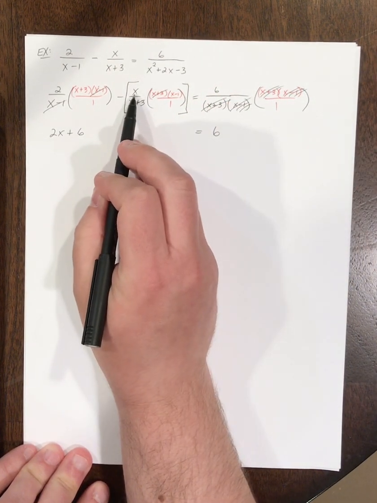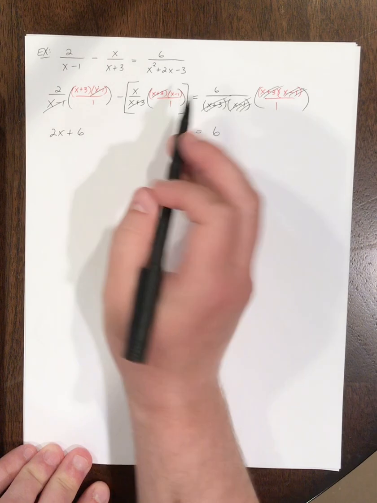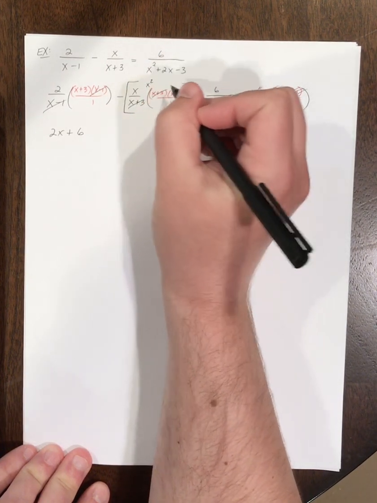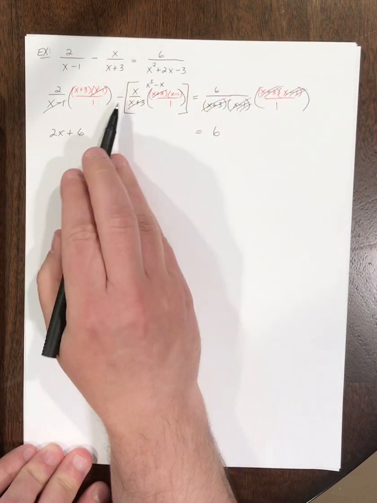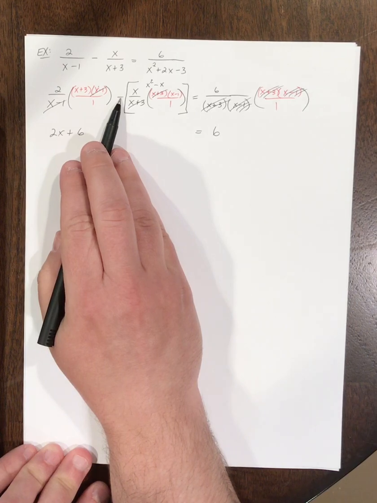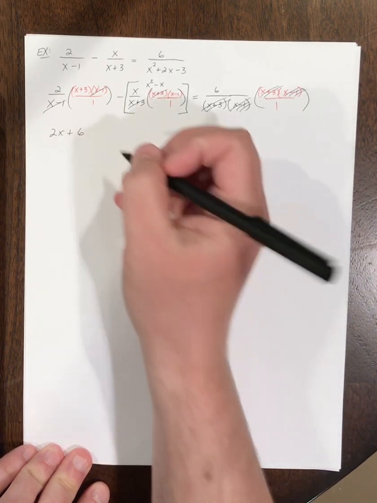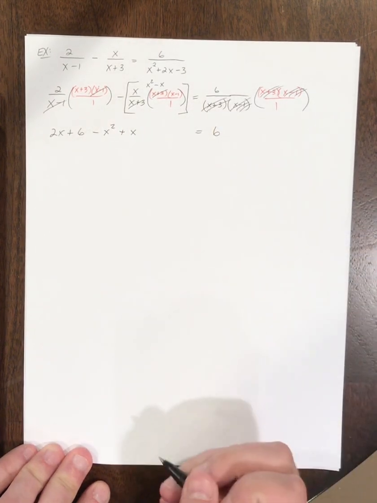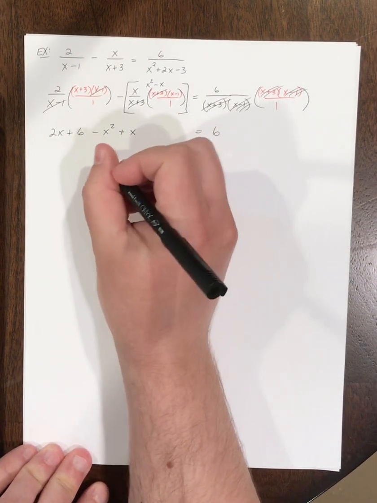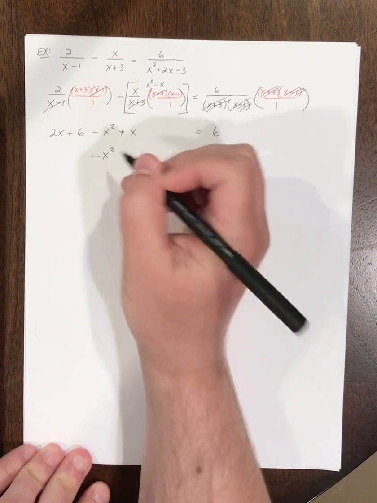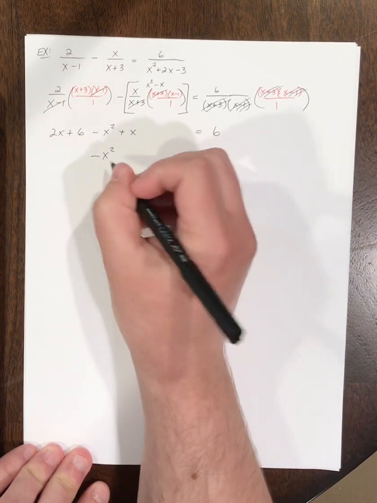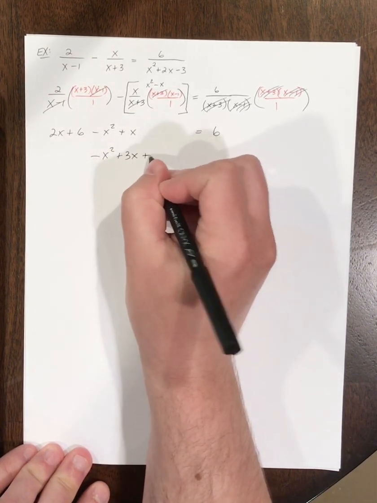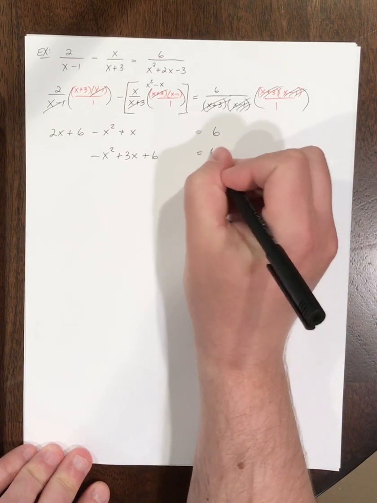So when I multiply this x times this x minus 1, I would get x squared minus x, and then apply the sign change to those terms. So it'll be minus x squared plus x. All right, on the left, I'm going to just rewrite, combine like terms. Negative x squared plus 3x plus 6 equals 6.